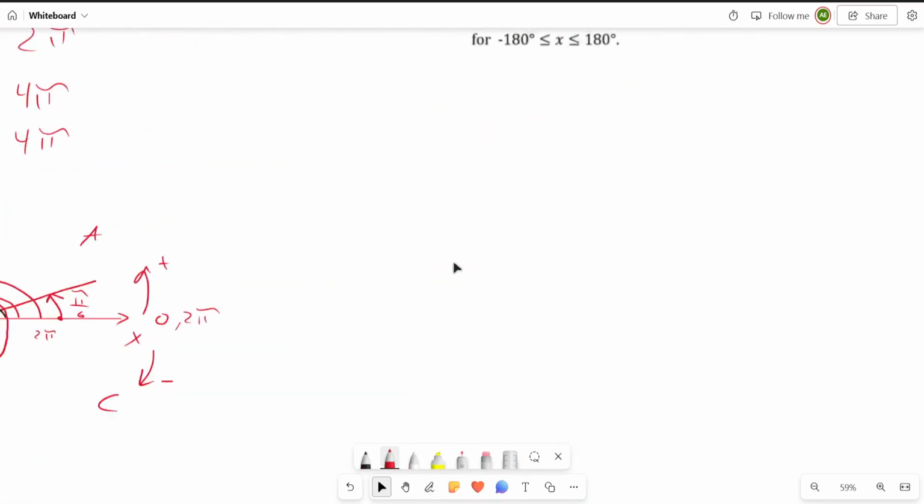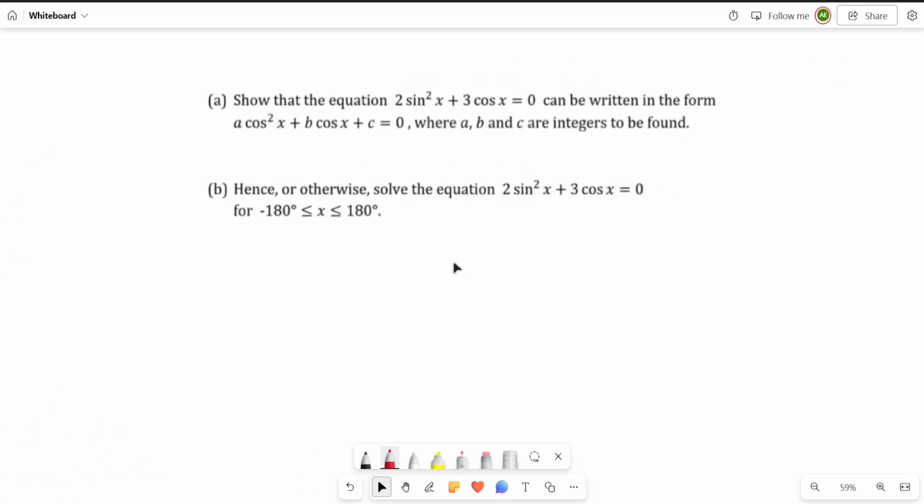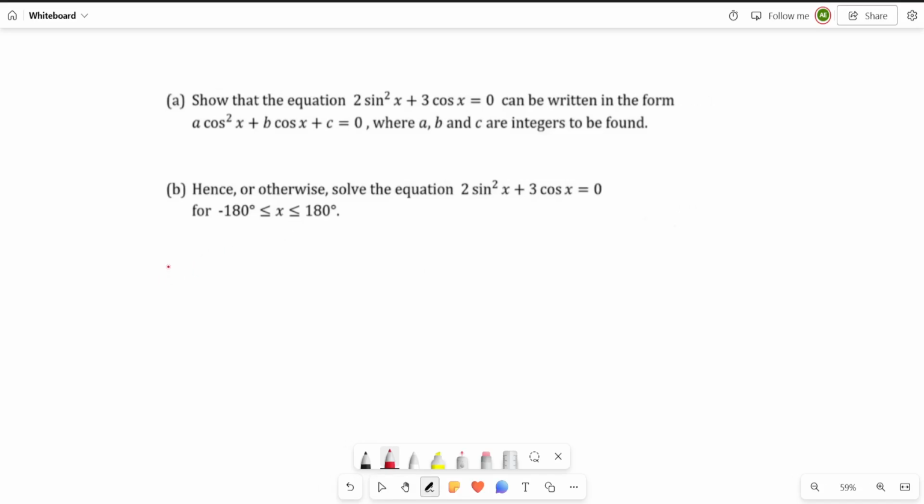Okay, so for this last part, I'm going to solve the final question. It's a different style of question, so let's see how we can do it. It has two parts. Part A tells me, show that the equation can be written in this form. So I have 2 sine squared x plus 3 cosine x equals 0, and I want to show that it's in this form. I notice that this form has cosines only, so I will need to somehow get rid of this sine or convert it to a cosine.